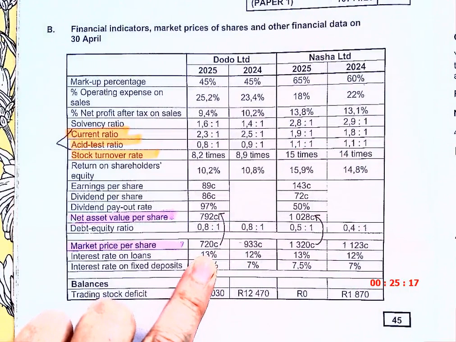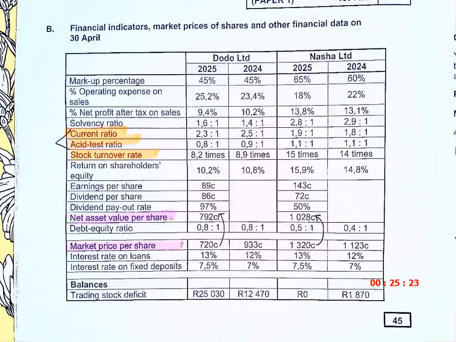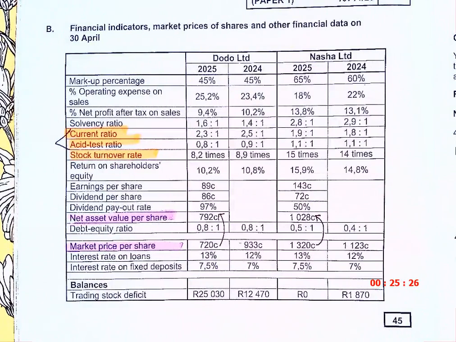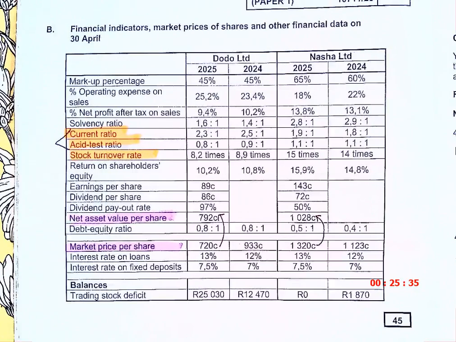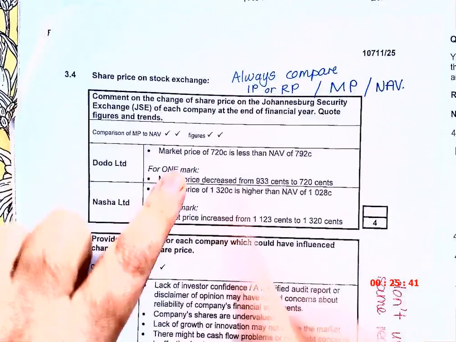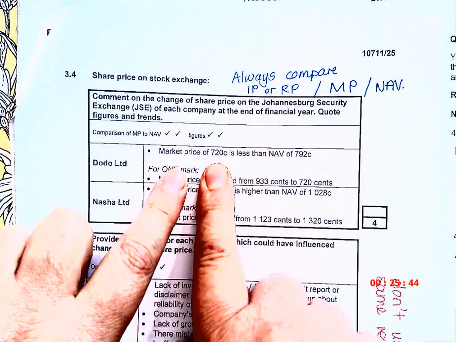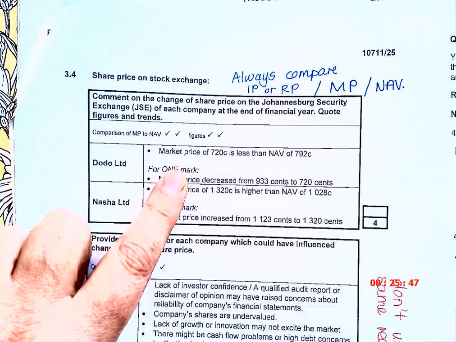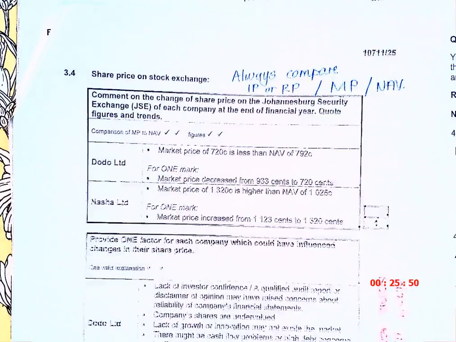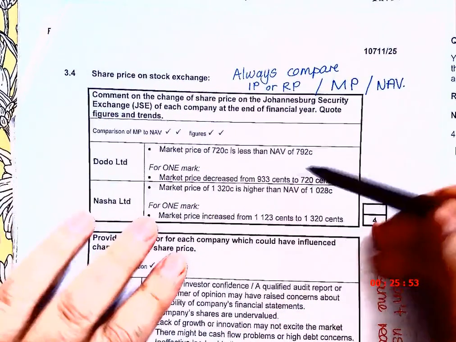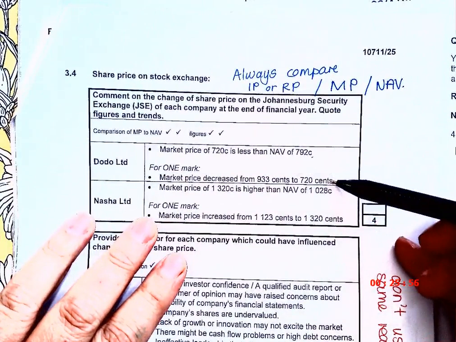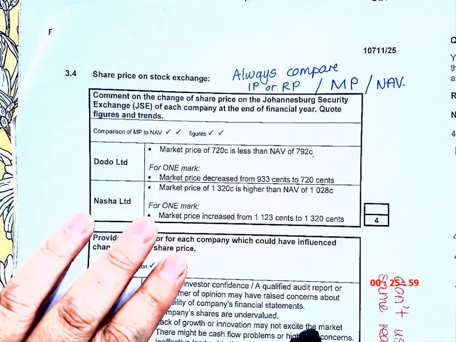Now I'm asking you, if you were investing and you invested in both these companies, in which company would you be suspicious of your investment? In Dodo. If I was this guy, I would take my money from Dodo and go put it into Nasha, because Nasha is growing. Okay, now look what they did. So let's see. The market price, né? Can you see if I said the market price decreased from this to this and is less than the NAV, I would get my full marks. Can you see? If you only showed the market price, there's only one mark. Okay, please go.